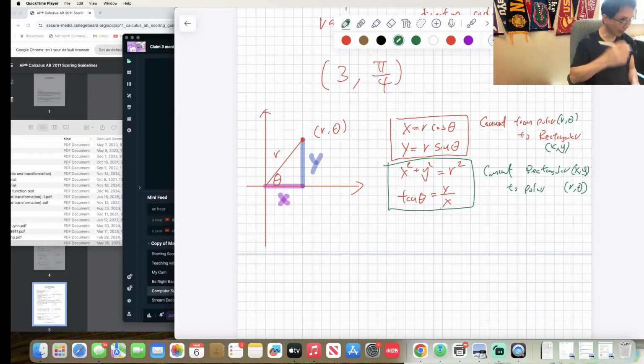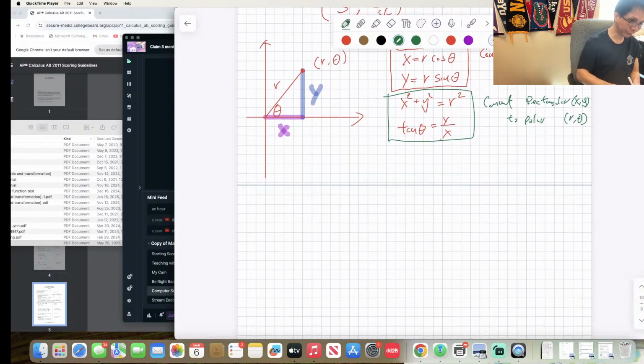Okay, let's try to convert one: (2, 3π/2). Is this polar or rectangular? Polar. Okay. If you're quick, you already know this x and y coordinate, but if you don't, it's fine.